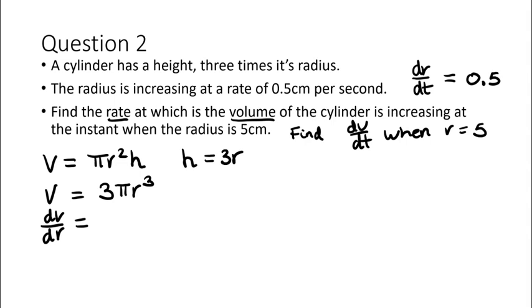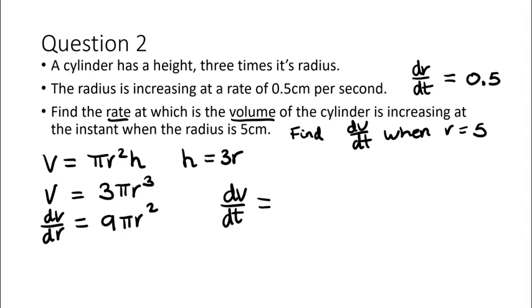So dV by dr, if we differentiate this, remember pi is just a constant, so still, no special rules for that. Still multiply by the power and take 1 away from the power. So you've got there dV by dr. So why is that useful? Well, we want to find dV by dt. Okay, this is what we're trying to find.